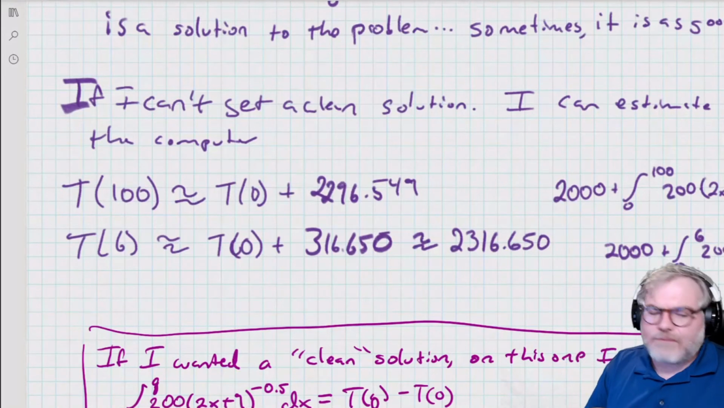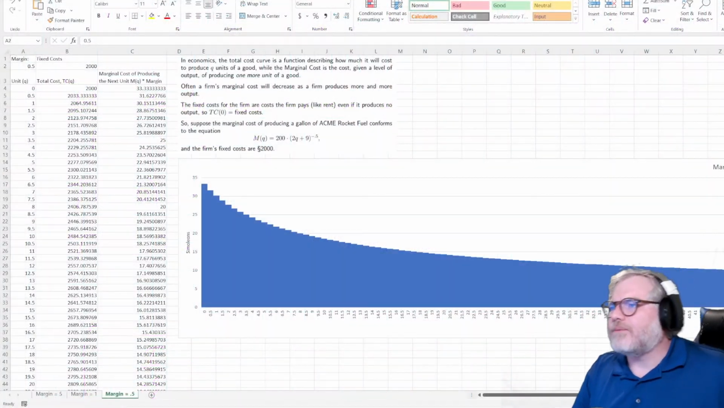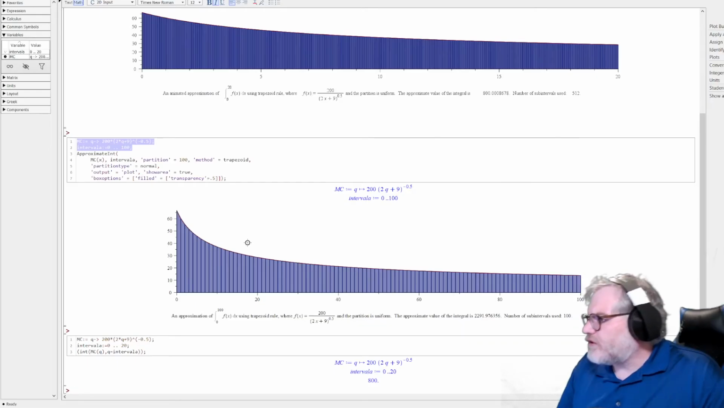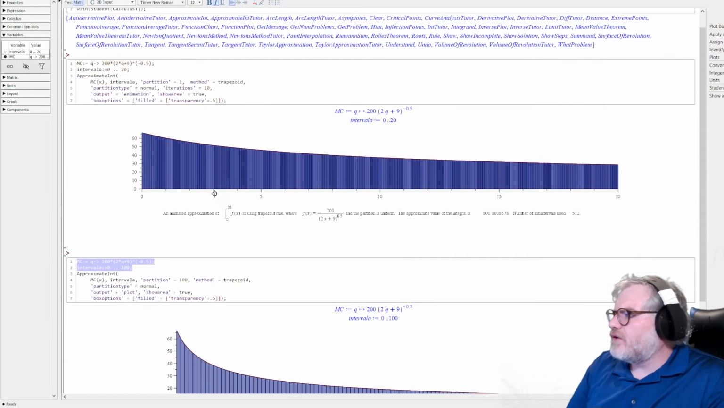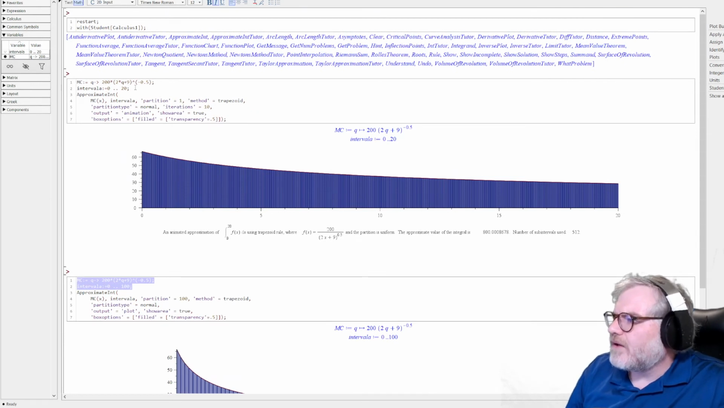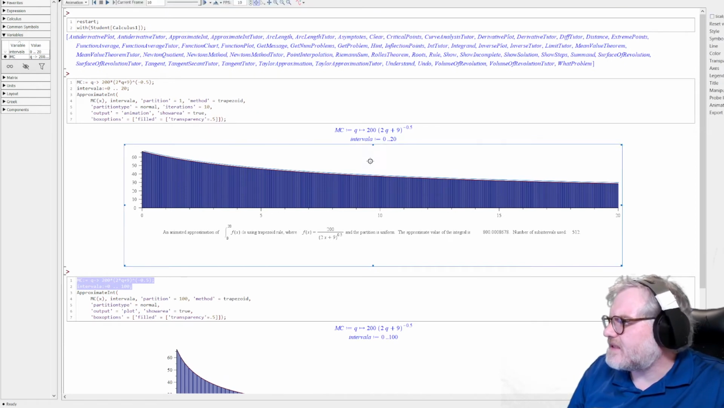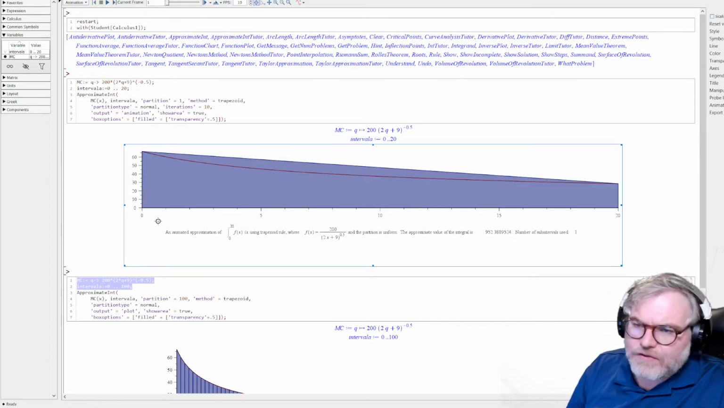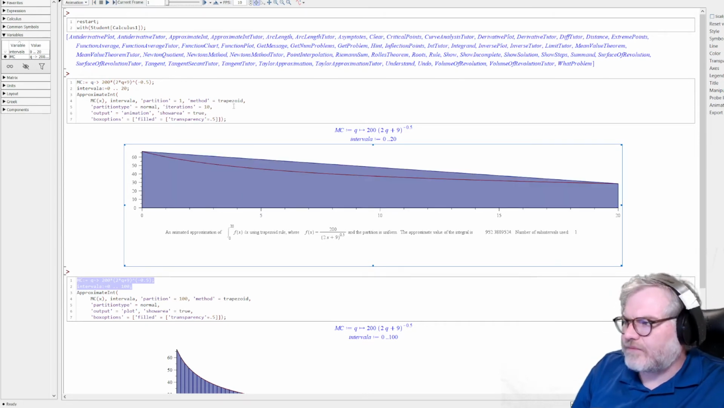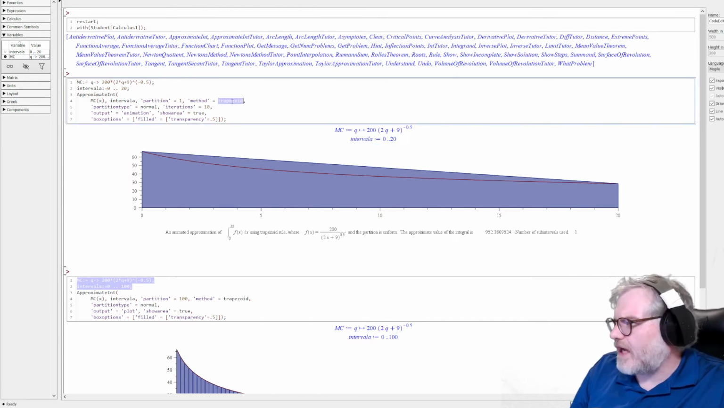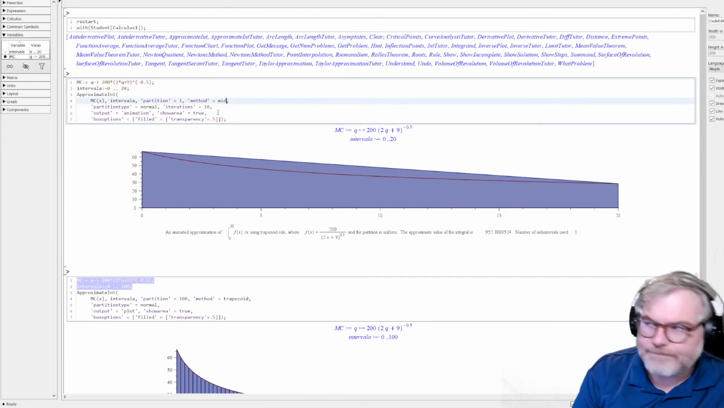So here I'm going to go back into Maple, and I'm going to actually compute these things using the computer. Here I chose 20 as my Q. And I'm going to go all the way back to the beginning. And I'm using the trapezoidal method, this is called the trapezoidal. I could have used something like the midpoint.